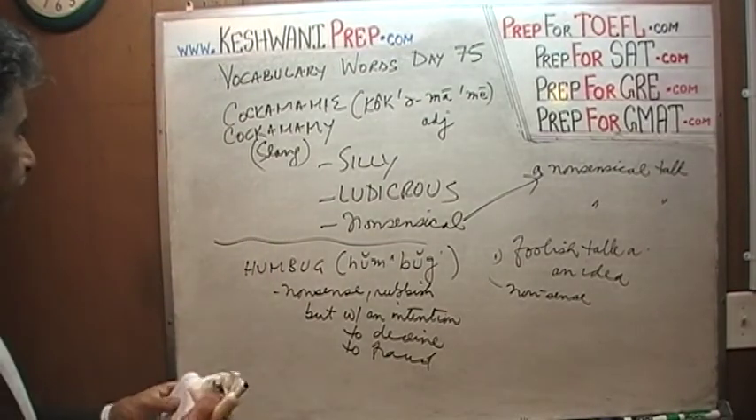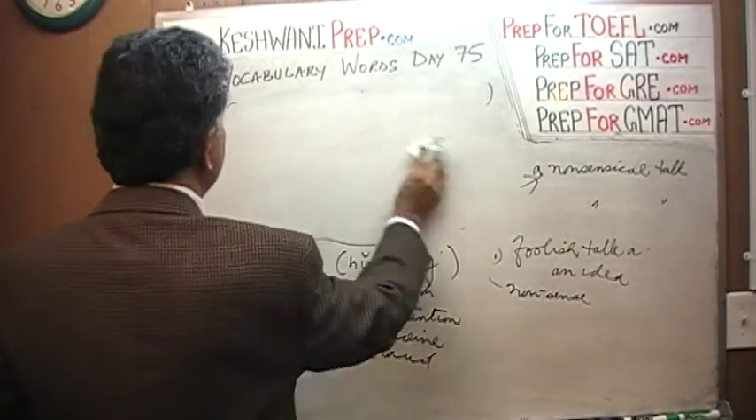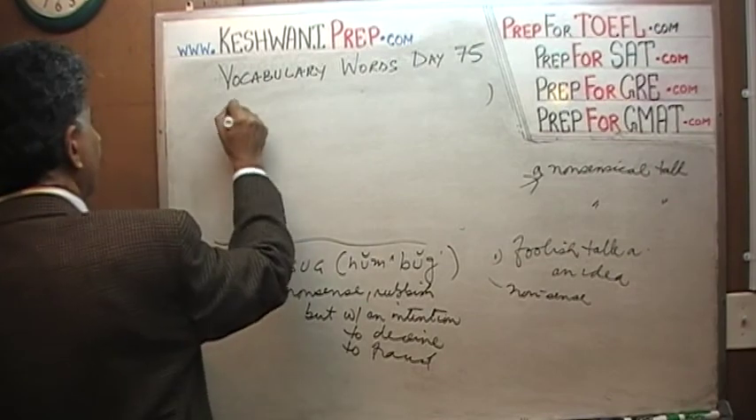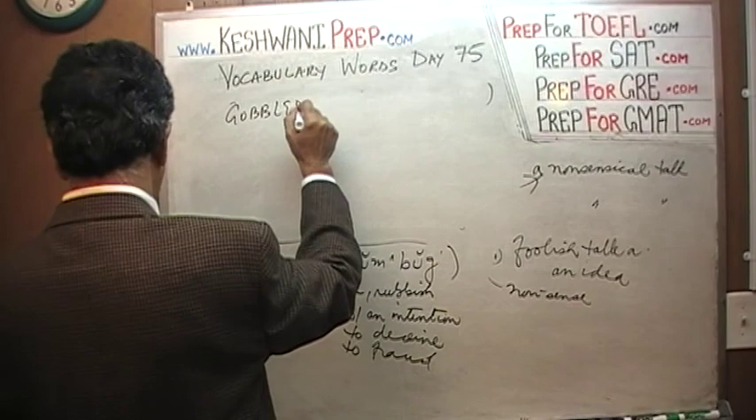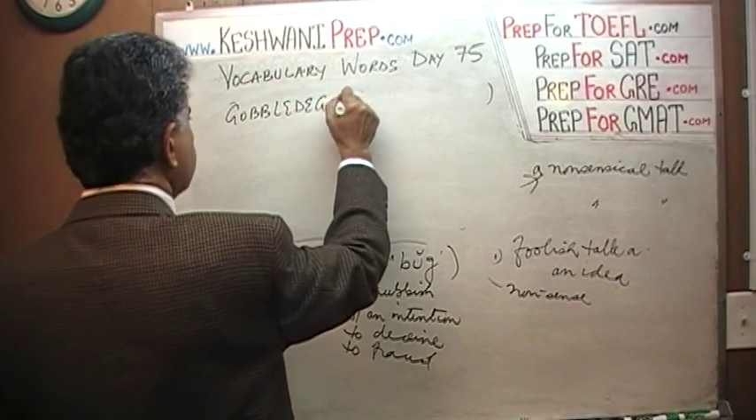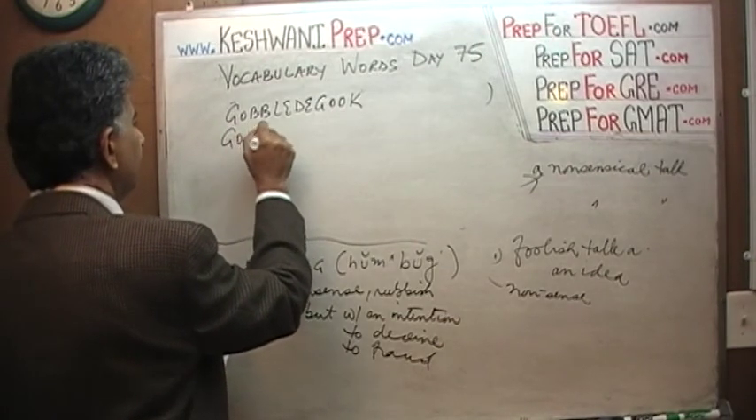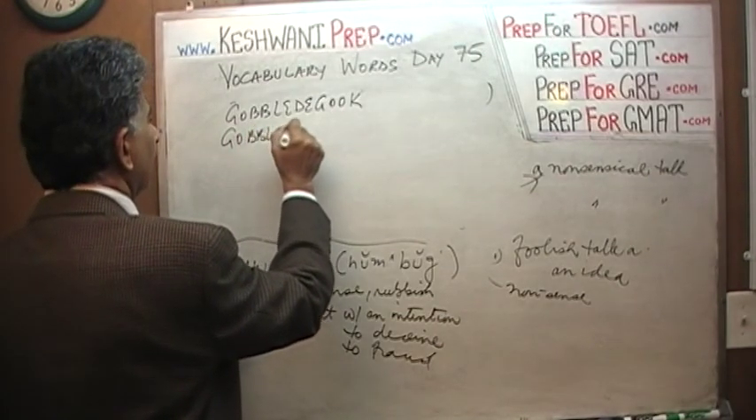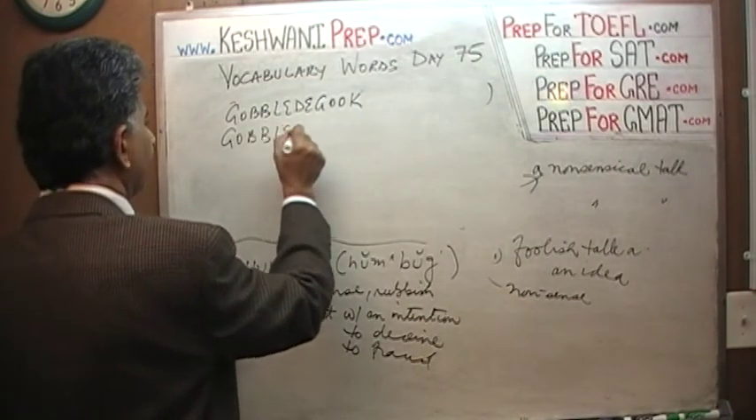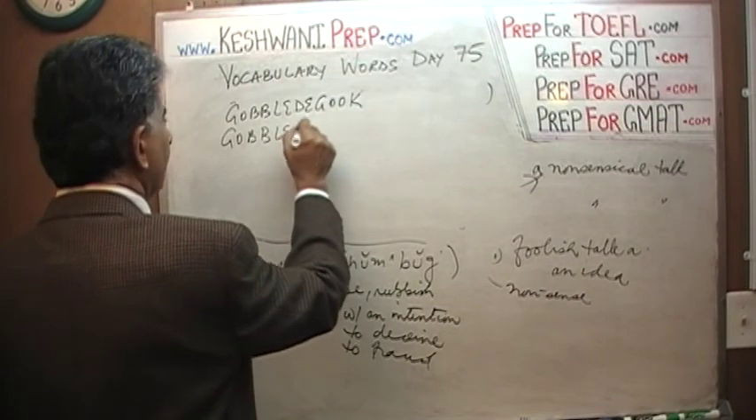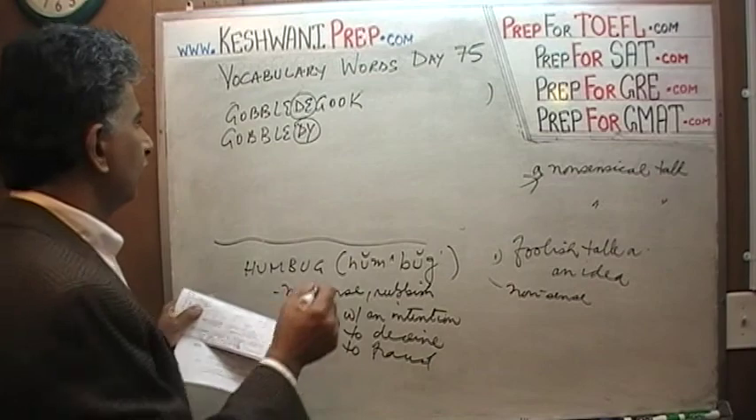Let's learn one more word. We need the room. The word is gobbledygook. You can spell it with D-Y or D-E. They're both correct spelling. Gobbledygook.